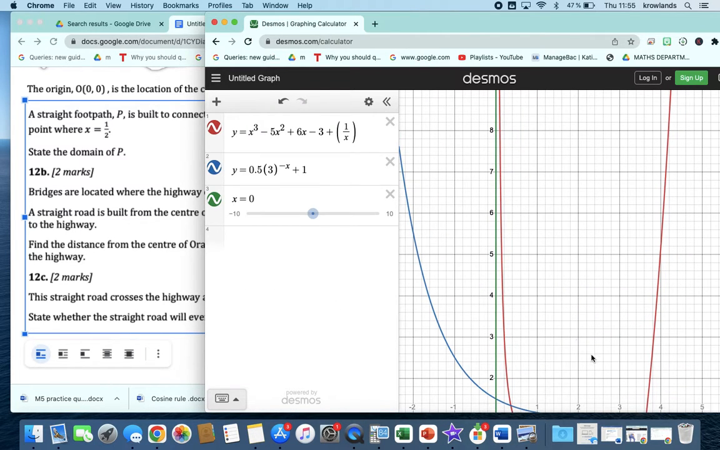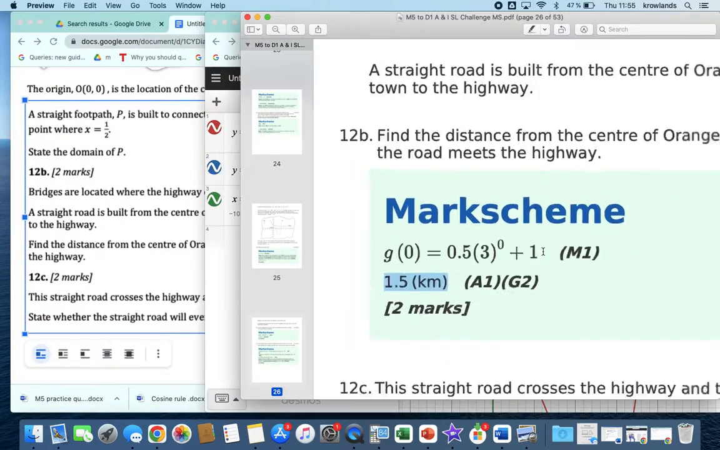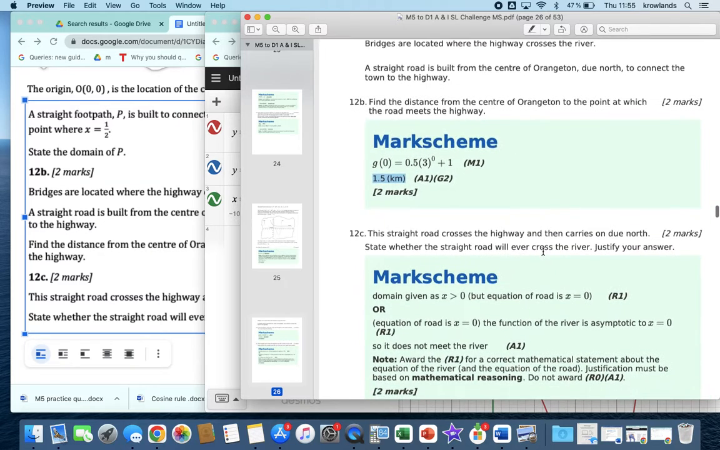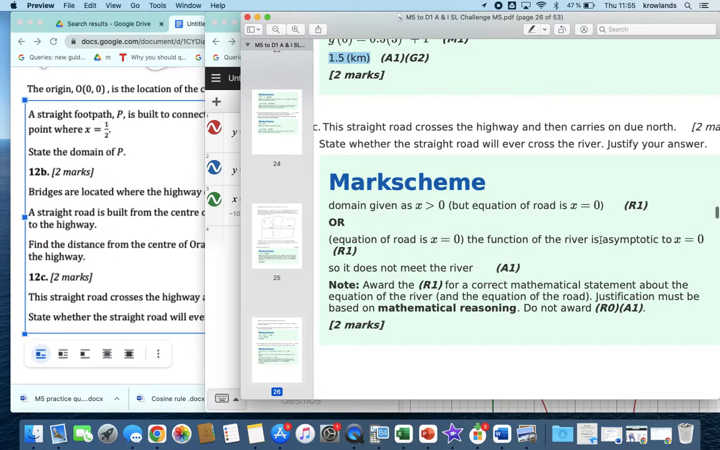The way you answer this is you can see that the red line is approaching the green line, so the river is approaching the road, but they never actually touch. So we can say that the asymptote of the river is x equals 0, so therefore they would never touch. The exact wording for this in the exam can be written in a multitude of ways, but basically you need to use the word asymptotic or asymptote, and you need to allude to x equals 0.